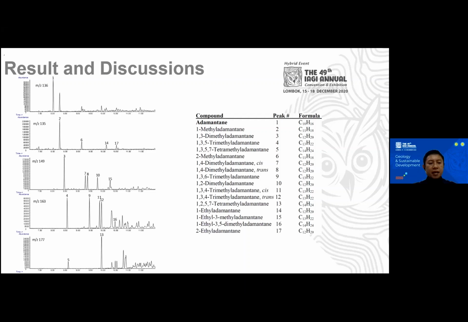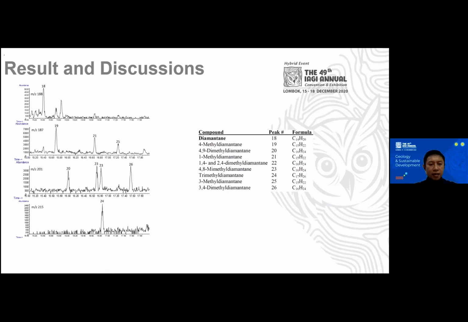The diamantane and their alkyl side chains can be observed through m/z 187, 188, 201, and 215. The identification of individual adamantanes and diamantanes compounds was determined based on a comparison to previously published relative retention time and full scan mass spectra, for example, from Stott and Douglas, 2004.